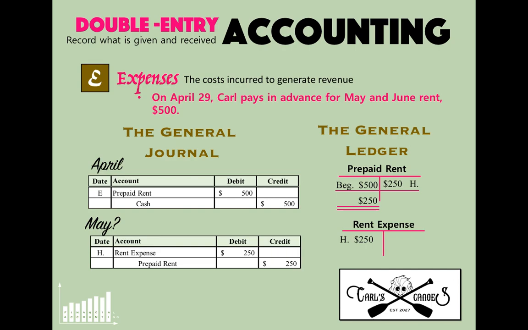So in May, what do we do? We would record rent expense, not for $500, but for $250. Because when Carl paid, he paid for 2 months, $500 total, $250 a month. So we're going to record a debit to rent expense and a credit to prepaid rent to reduce it. That is your deferral adjustment for the expense. So we have rent expense then, and we have prepaid rent of $250 by the end of the month.